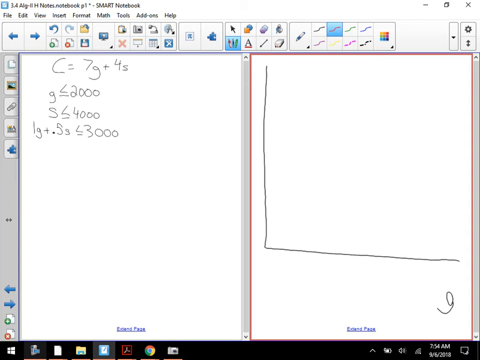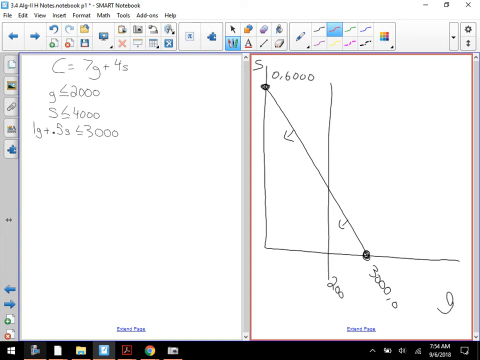So general admission, student admission. I know I have 6,000 up here, and then 3,000 here. Those are my first two intercepts, and I'm moving inward. I have a $2,000 budget for general, and I have a $4,000 budget for the other. It's moving inward, moving inward. So it's here, here, here.